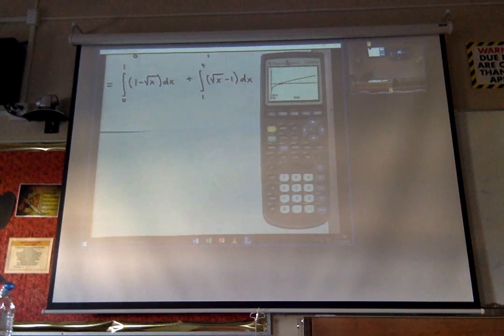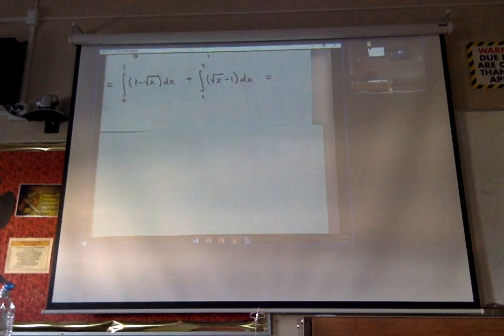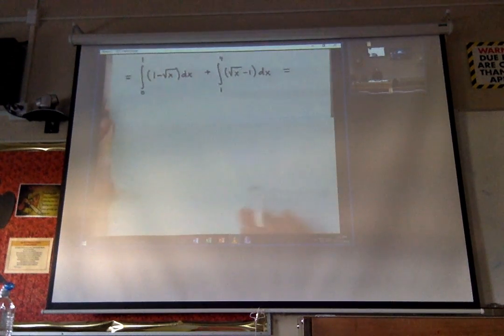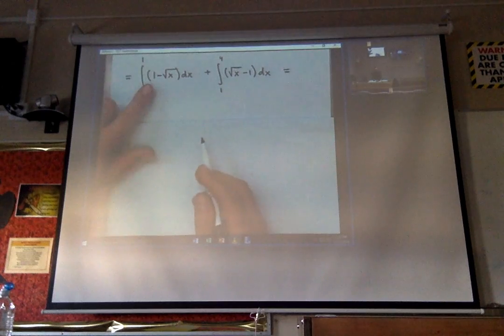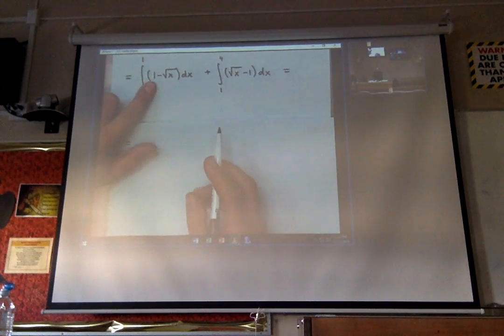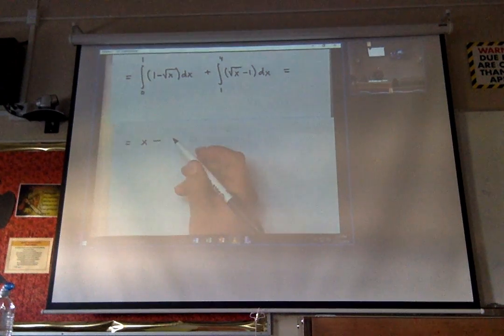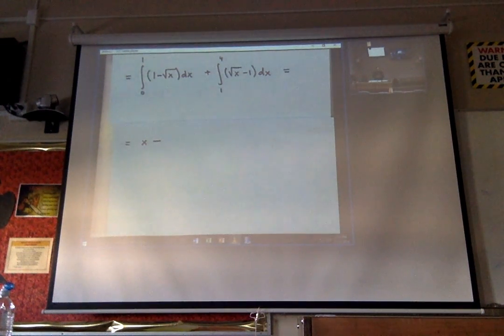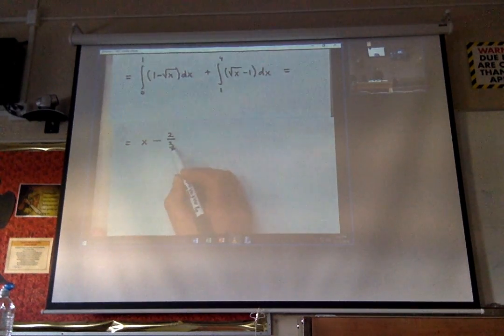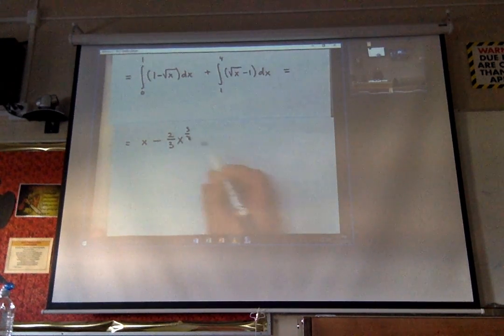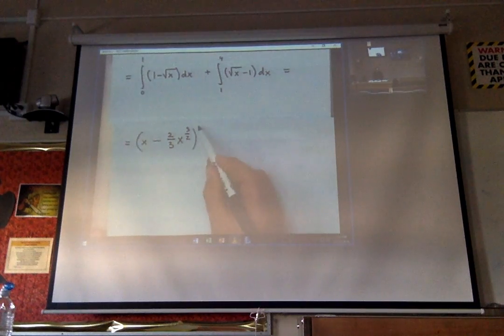Okay, so I'm going to hide the calculator. All right. So going with this, what is the antiderivative of 1? It will be just x, right? Now, what is the antiderivative of square root of x? You think about this as x to the 1 over 2 power, right? So 2/3 x to 3 over 2. Good. And then I'm going to close the parentheses, put the bracket and say from 0 to 1.